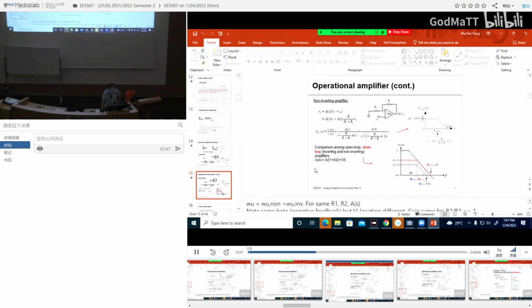You all know where this transfer function comes from? Output divided by input is A divided by 1 plus A beta. Do you all know where this expression comes from? From feedback theory. Feedback theory is that A is the forward gain, and then the output is fed back negatively to the input, subtracted from the input, with a feedback network called beta. And then if you analyze it, the transfer function is A divided by 1 plus A beta.